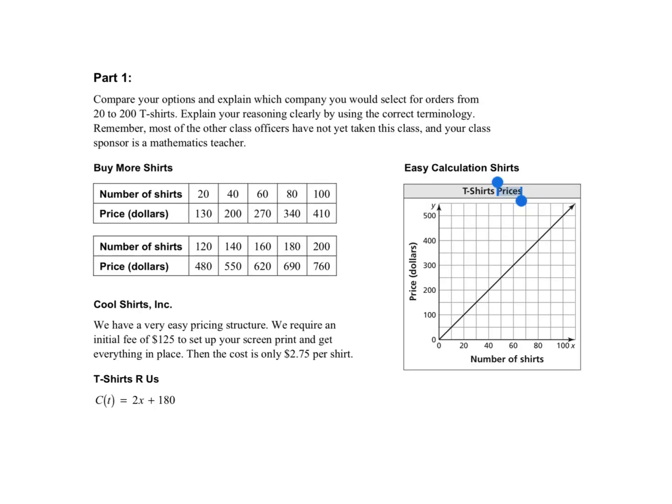So here we see the proposals. We want to compare our options and explain which company you would select for orders from 20 to 200 t-shirts. Explain your reason clearly by using correct terminology. Remember, that's one of the things that's evaluated in the rubric. Remember, most of the other class officers have not taken this class, and your class sponsor is a mathematics teacher.